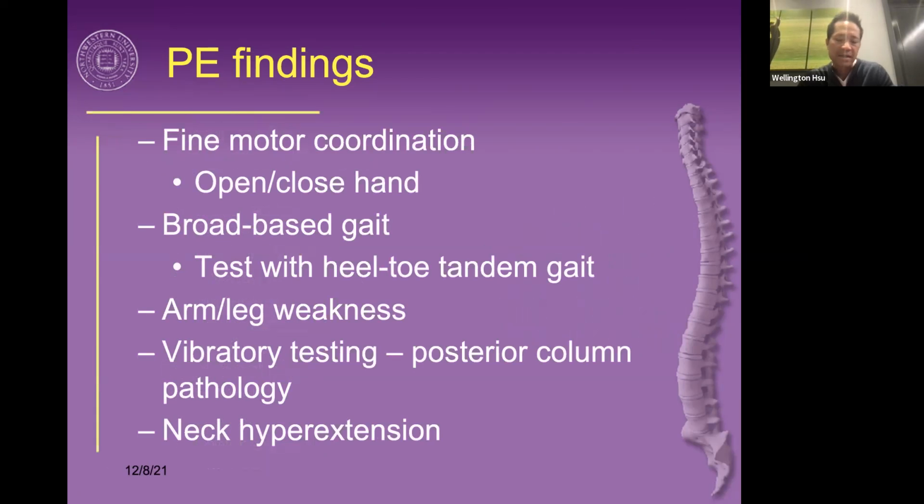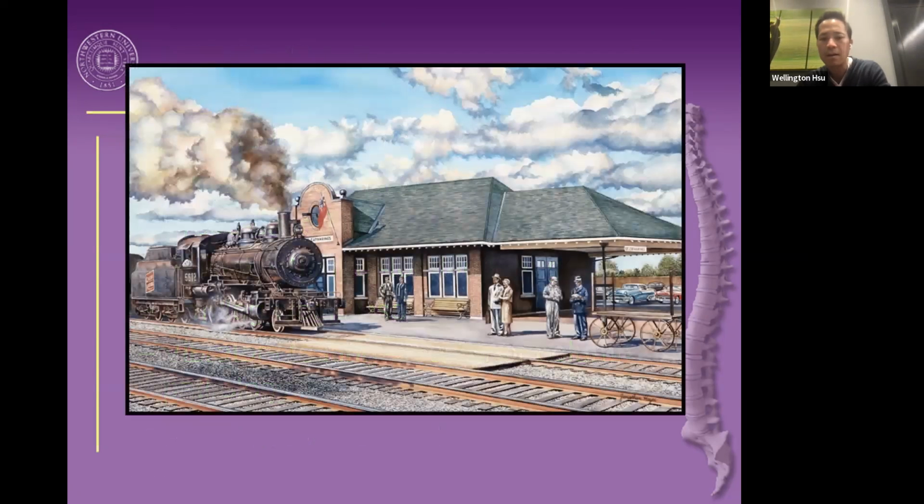And then we ask patients to open and close their hands as fast as they can. You can usually tell the ones who have fine motor coordination issues versus those who do not. Broad-based gait, tandem gait, and then finally symptoms with neck hyperextension.